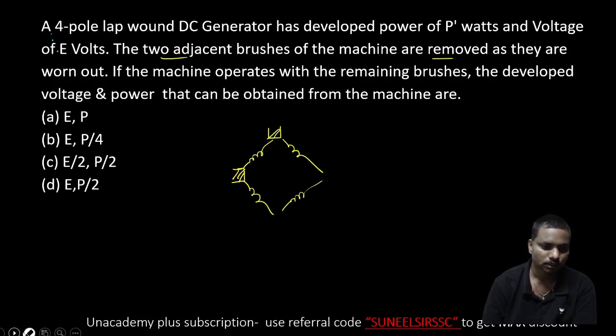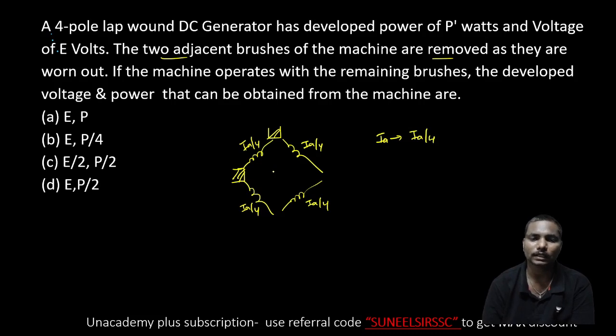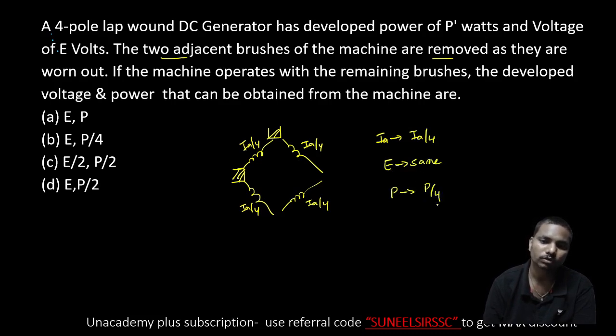So this path is open circuited, this path also open circuited, this path also open circuited. Only this path is closed circuit. Then current becomes Ia by 4. And in parallel paths, even if any number of parallel paths are open circuit, the EMF is the same. Then power becomes P by 4, as current is one by 4. E comma P by 4.